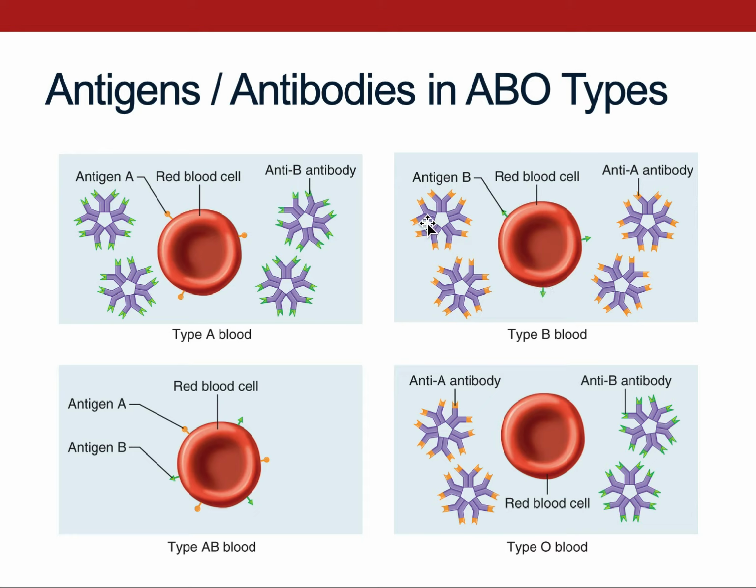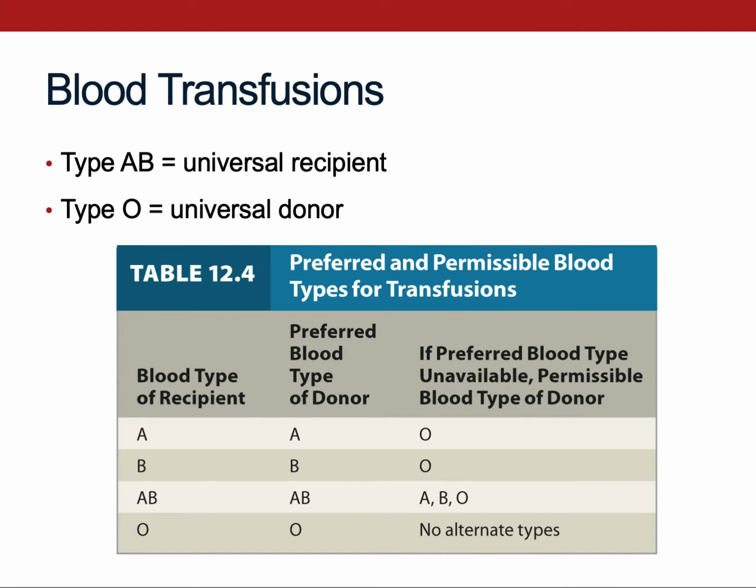In type B blood, you have B antigens here marking the surface of the red blood cell, and so you have anti-A antibodies. Type AB blood has both antigens on the surface of the red blood cell, so they don't have any ABO antibodies. And then type O blood does not have any antigens on the surface of the red blood cell, so they do have both anti-A and anti-B antibodies. This is important when we get a blood transfusion because it affects which types of blood we can receive in order for our body to accept it and not have an adverse reaction.